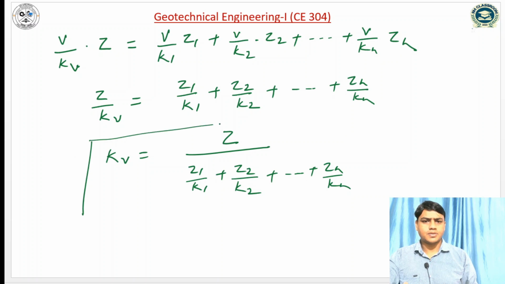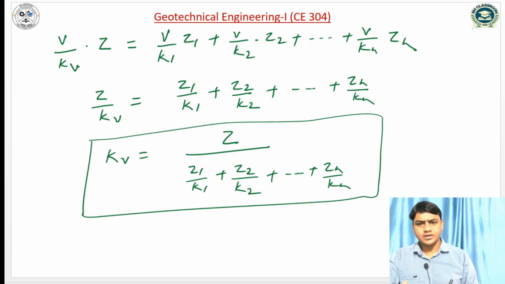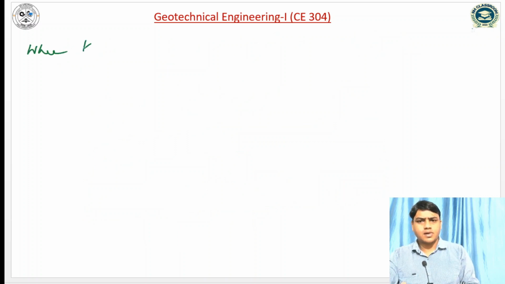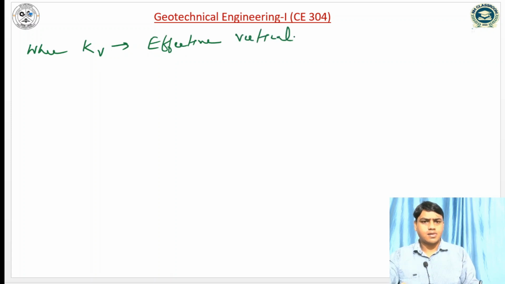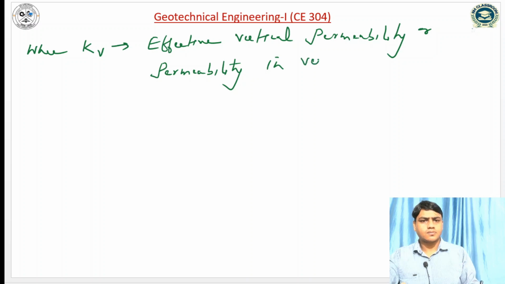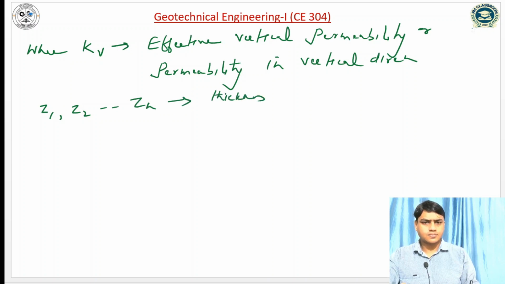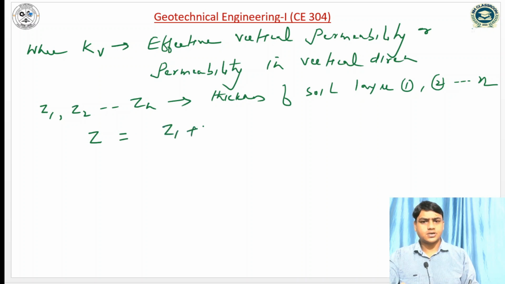So Kv can be written as capital Z divided by Z1 by K1 plus Z2 by K2 plus so on and so forth Zn by Kn. So this is the expression of permeability in the vertical direction, where Kv is the effective vertical permeability. Similarly here also Z1, Z2 so on and so forth Zn be the thickness of soil layer 1, 2 so on and so forth n, and capital Z is the total thickness of the soil layer, which can be written as Z1 plus Z2 plus Z3 plus so on and so forth Zn.